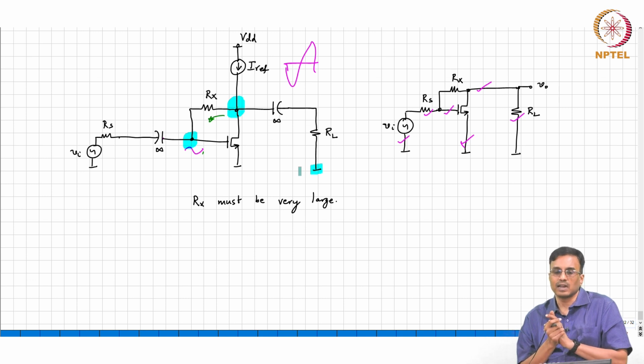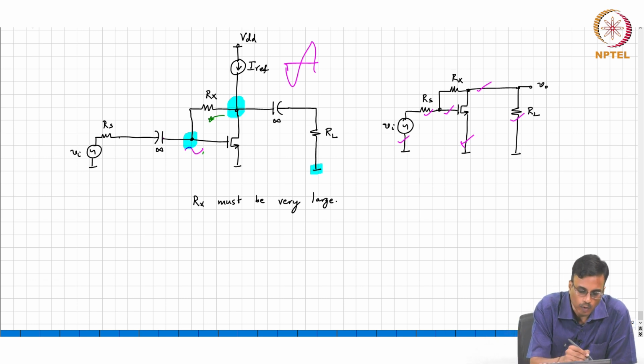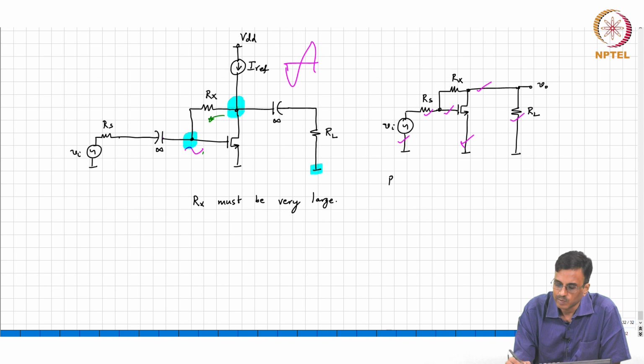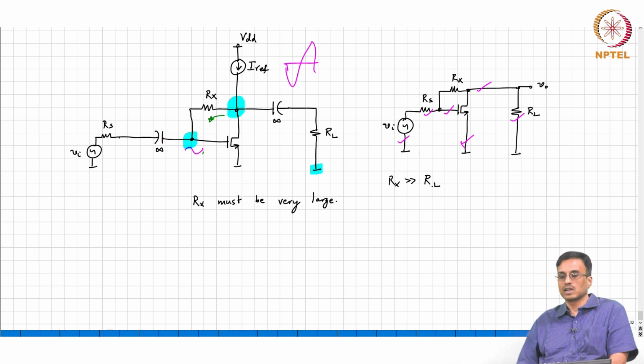So, Rx must be very large, means what? Therefore, what does it mean? This notion of large is basically much larger than RL. This way, no current is lost in Rx. Does it make sense, folks?